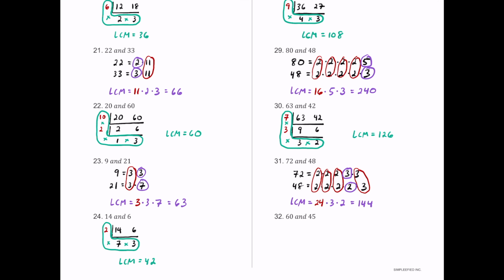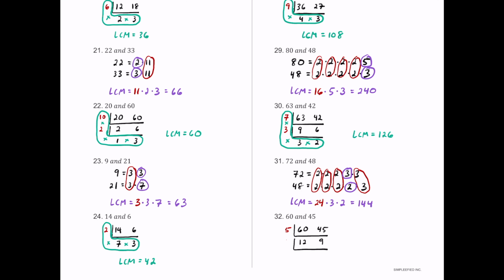For 32, let's end on a ladder method here. So a little bit less writing, but you have to think a little bit more maybe. Let's see, for 60 and 45, they're both ending in 0 and 5. So by my divisibility rules, I know I can divide them by 5. Turns out 5 times 12 is 60, and 5 times 9 is 45. Looking at 12 and 9, I believe you can divide them both by 3.